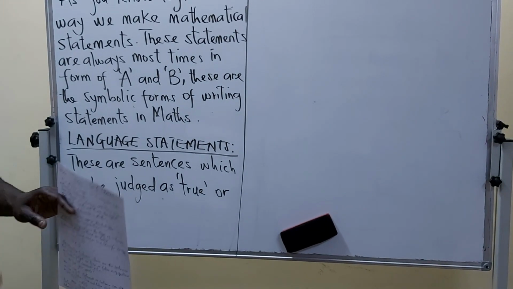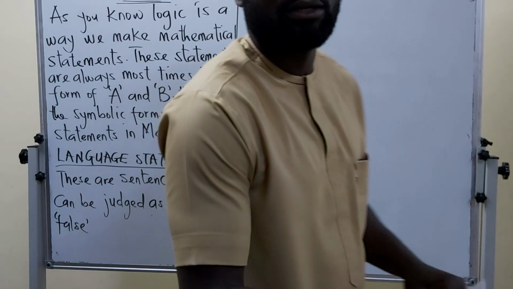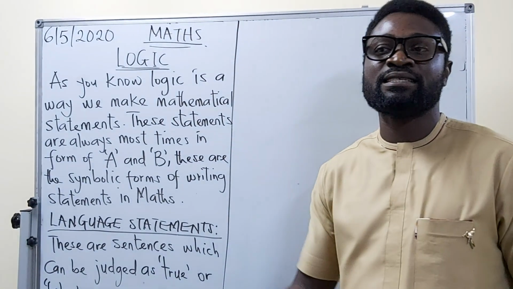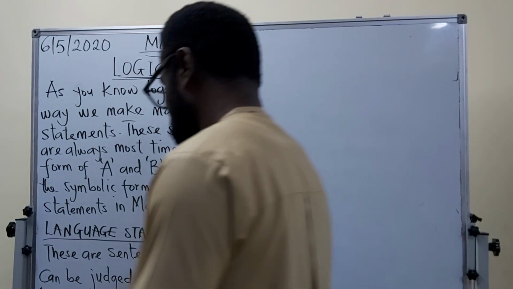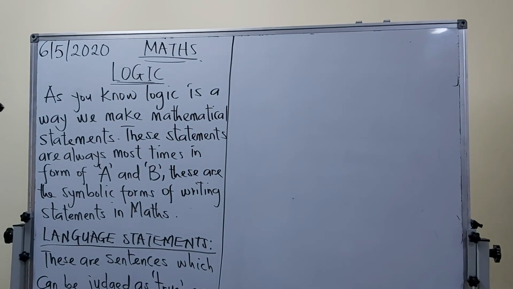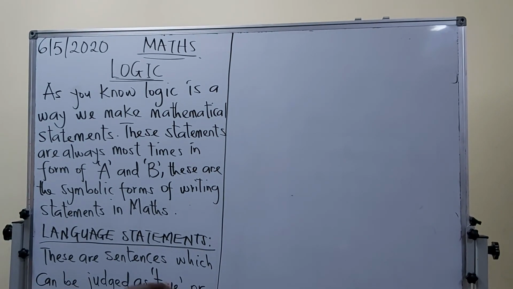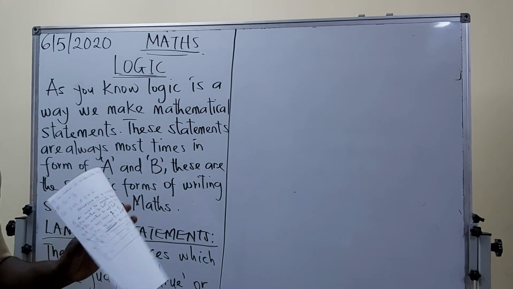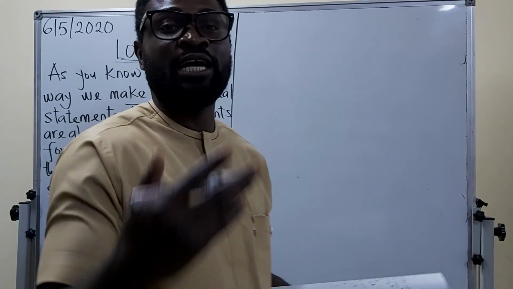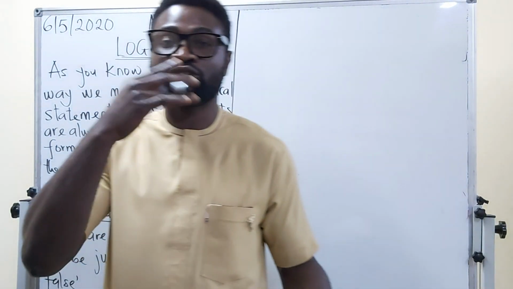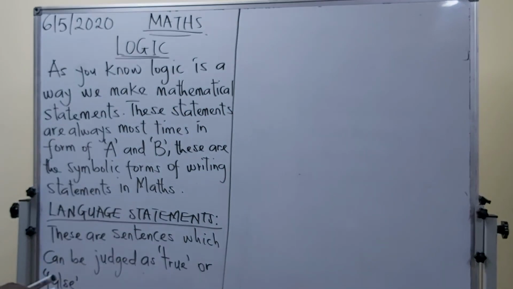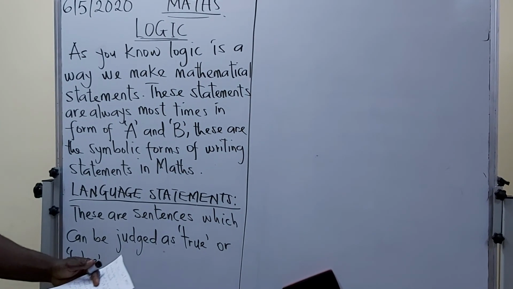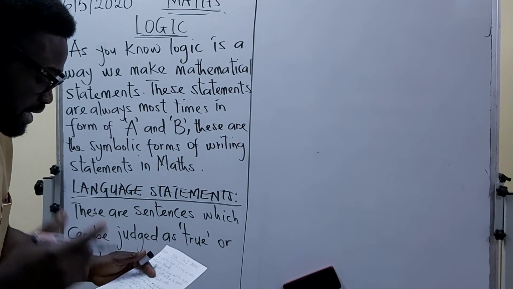Now, I will clarify further to explain what an informative sentence or language is, or non-informative sentence or language is. These are sentences which can be judged as true or false. So it means a language statement or sentence are sentences or statements that you will hear of and you'll be able to judge as either true or false. So I'll continue with the notes. I enjoy to do something when I'm writing at the same time.